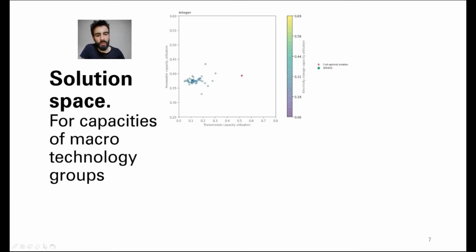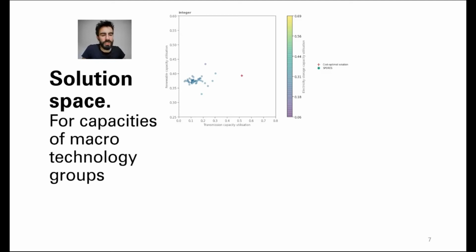In this plot, we can see on the y-axis the total renewable capacity deployed by a given solution with respect to the maximum potential for renewable capacity deployment. On the x-axis, the same thing for transmission capacity, and with color coding, the same thing for storage capacity. The cost-optimal solution is identified by a red cross, and the SPORES arising from the first basic run of the workflow are those bubbles on the left.